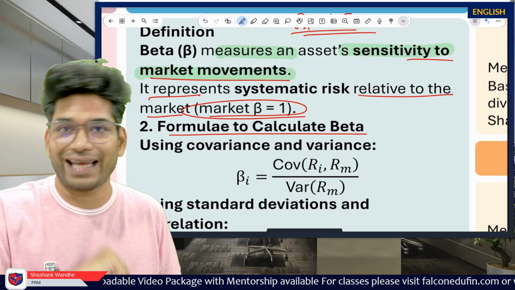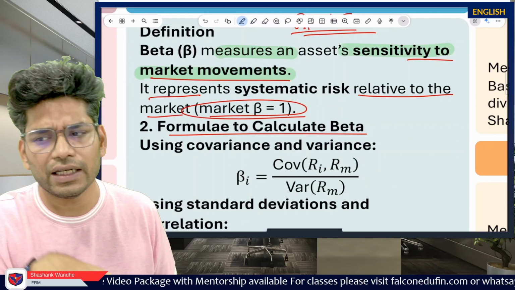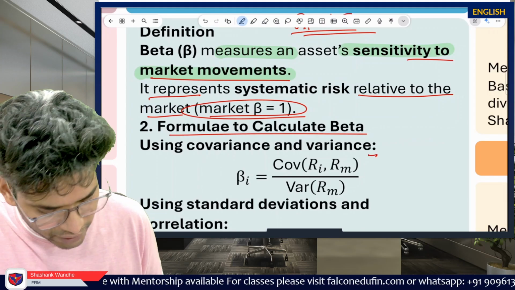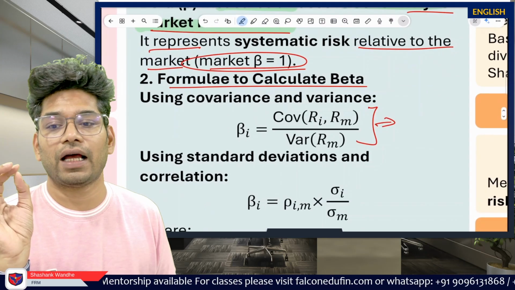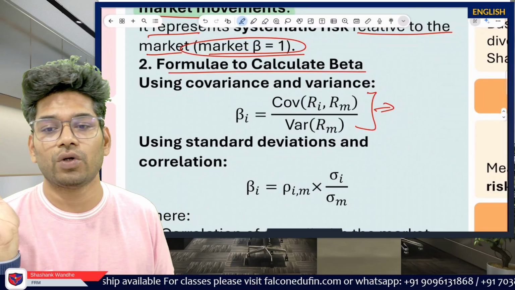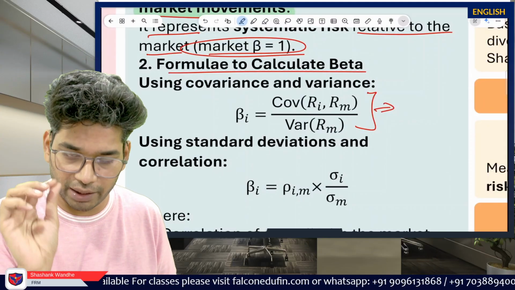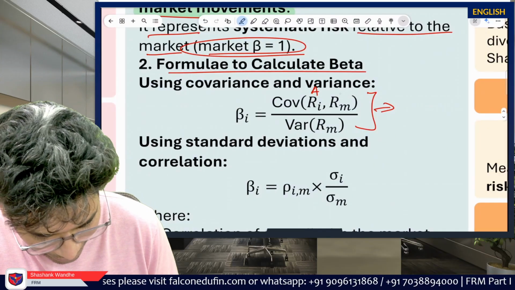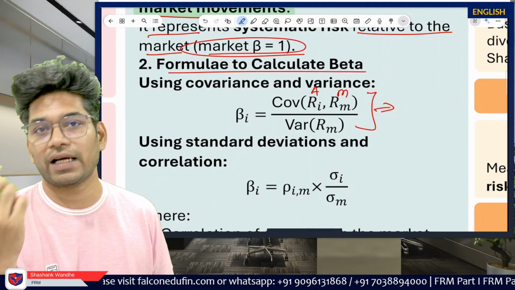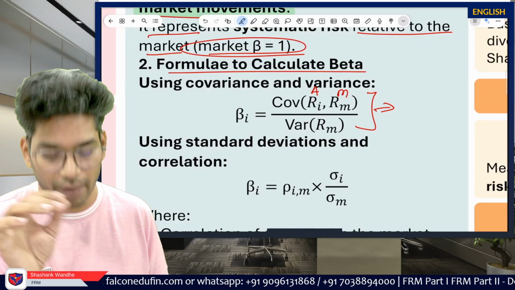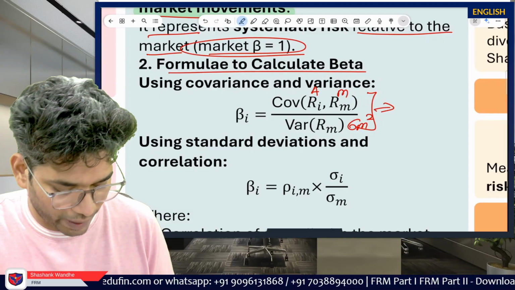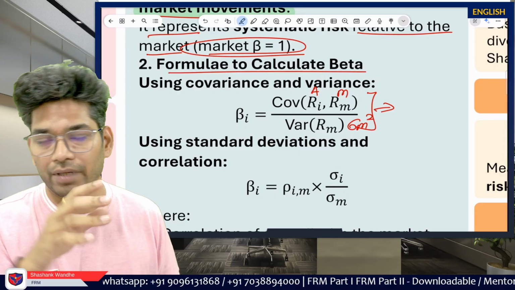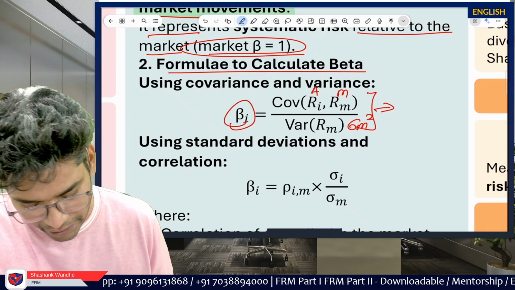And this is given by the CAPM, capital asset pricing model, which we will discuss later. Right now, just focus on the beta concept. What is the formula for the beta? There are two formulas. The beta is equal to the covariance between A and M, where M is the market, that is, the covariance between the return of the asset and the return of the market, divided by the variance of the market. Sigma M square is in the denominator and covariance of A and M in the numerator. Simply solve it and you will get the beta.